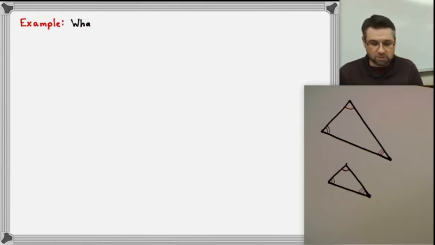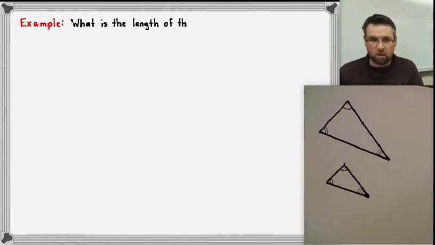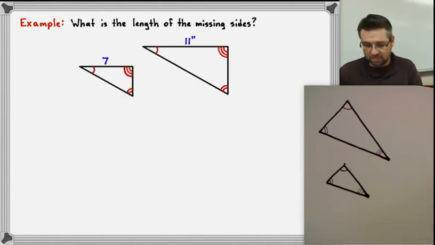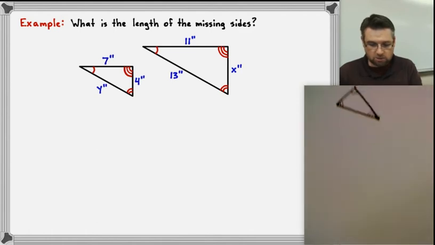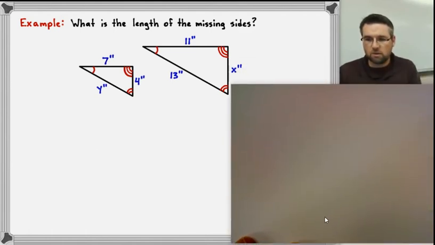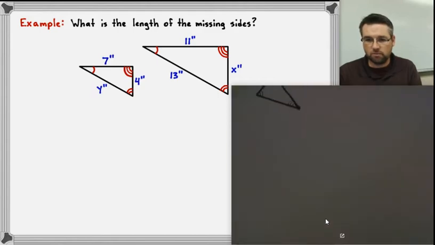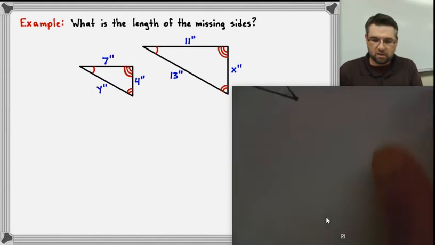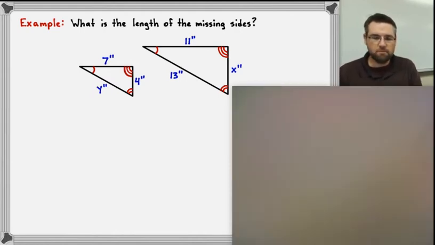Okay. So let's go ahead and take a look at an example of one of these problems where we want to find the missing side lengths. Okay. So let's see here. In the first triangle, the smaller triangle, we can see that we have a side length of 7, a side length of 4, and a side length of y: 7, 4, and y.